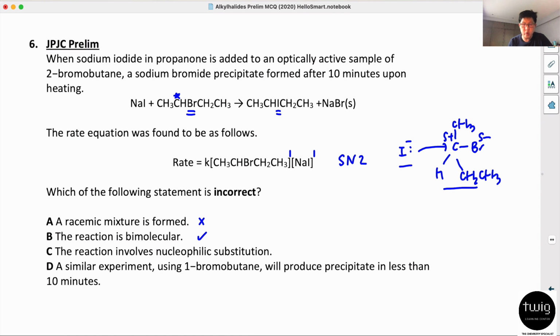The reaction involves nucleophilic substitution. Yep, I minus was the nucleophile that substituted the Br. The Br will actually leave. Okay, that's true. A similar experiment using 1-bromobutane.